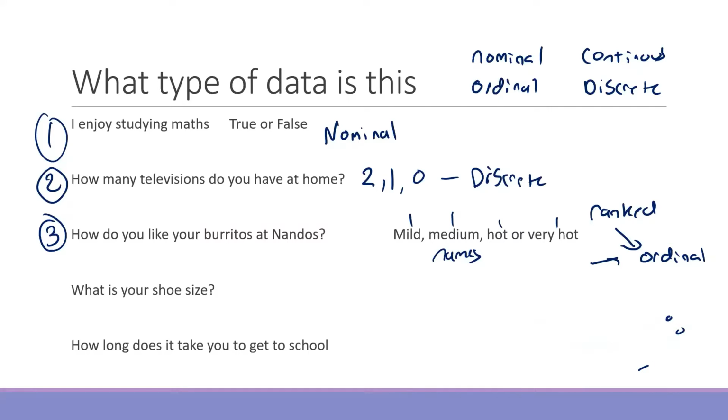Number 4, what is your shoe size? What type of data is that? I've already done that one with you guys, but you should be able to tell me. This one is ordinal. I'm actually just going to skip that because we've already done it. What about this last one? Number 5, how long does it take to get to school? Can you tell me what type of data that is?